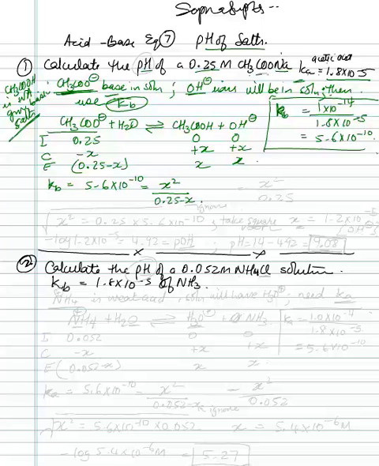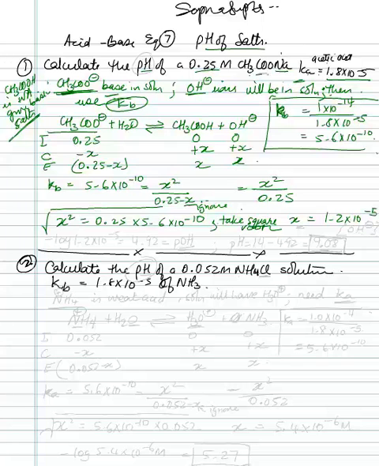And what do you think? We're going to ignore our X? Oh yeah, because the Kb is 10 to the negative 10, so ignore the X over here. Which means that this is equal to X squared over 0.25. So X squared is equal to 0.25 times 5.6 times 10 to the negative 10, and if I were to go ahead and take the square root, X should turn out to be 1.2 times 10 to the negative 5.